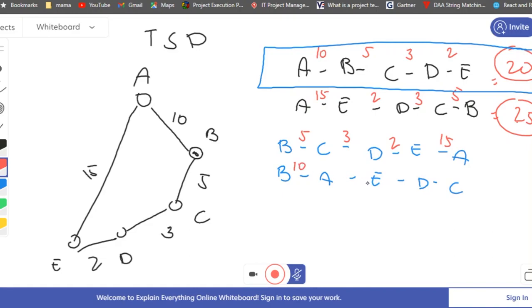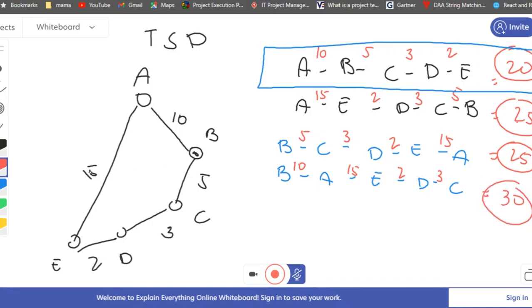A to E, we have 15. E to D, we have 2. And then B to C, we have 3. So, 5 plus 3, 8 plus 2, 10. Okay, so equals to 25. Then 10 plus 15 equals 25 plus 2, 27 plus 3 equals 30.